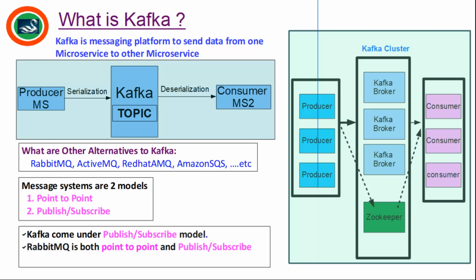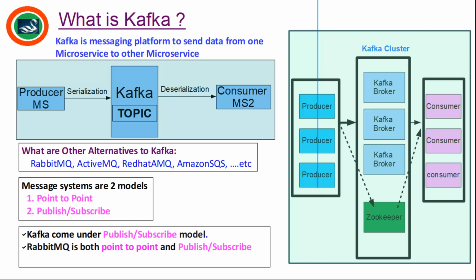As alternatives to Kafka, there are RabbitMQ, which is the most popular, and then ActiveMQ, Red Hat AMQ, and Amazon SQS. So many technologies like this are there. And messaging systems have two models, that is, two types. One is point to point, and the second one is the publish subscribe model.